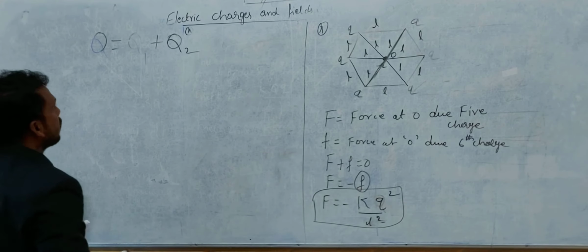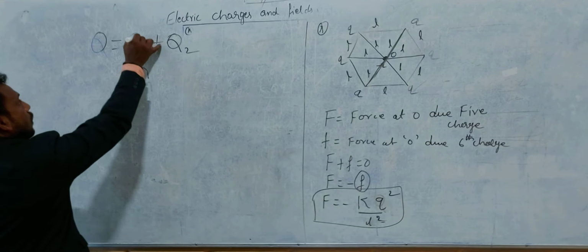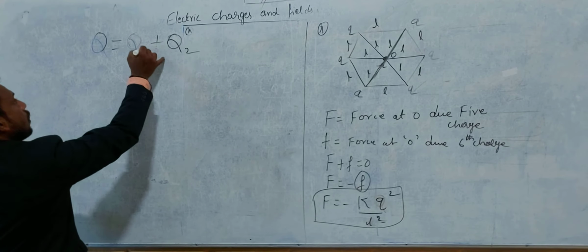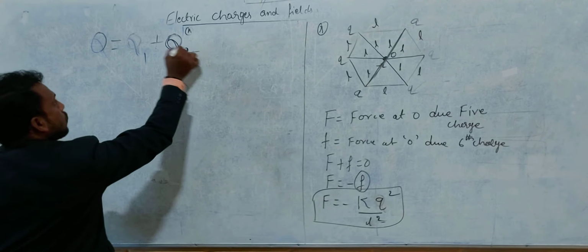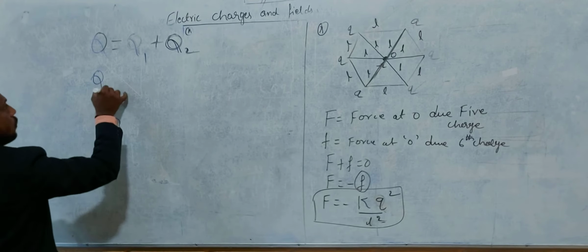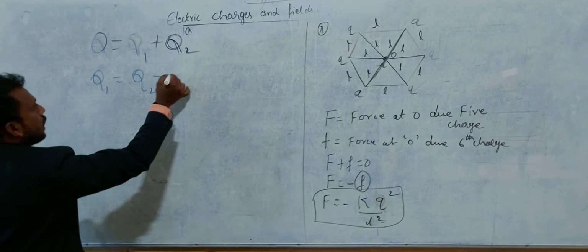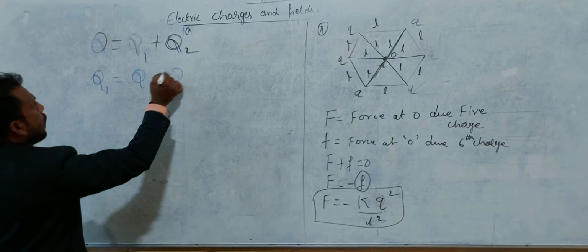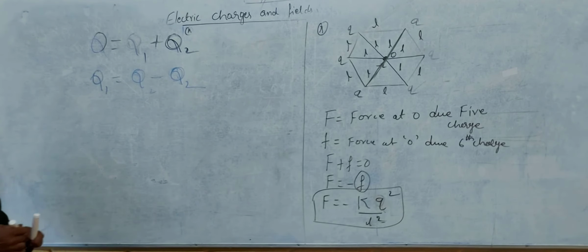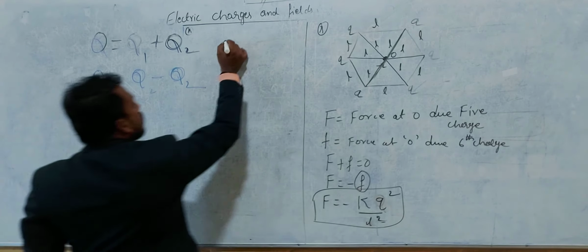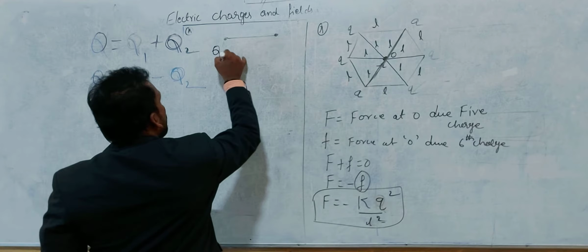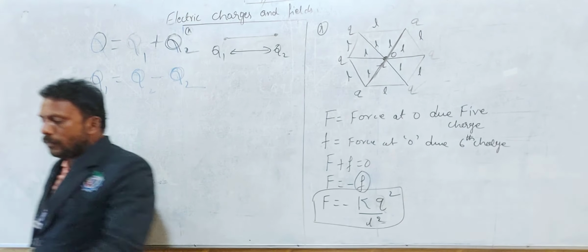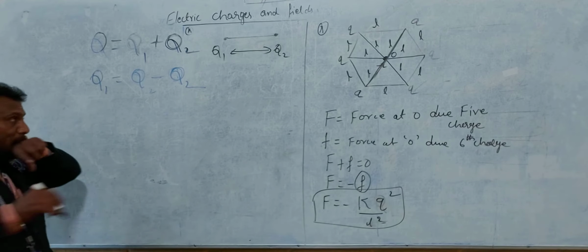From this equation we can write Q1 plus Q2 equals Q. Simplify. Q1 is equal to capital Q minus Q2. Therefore, when two charges Q1 and Q2 are separated by a distance R, the maximum repulsive force between them is equal to what? How to calculate?